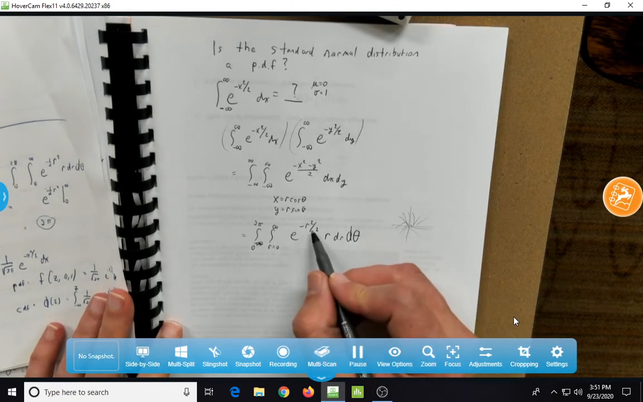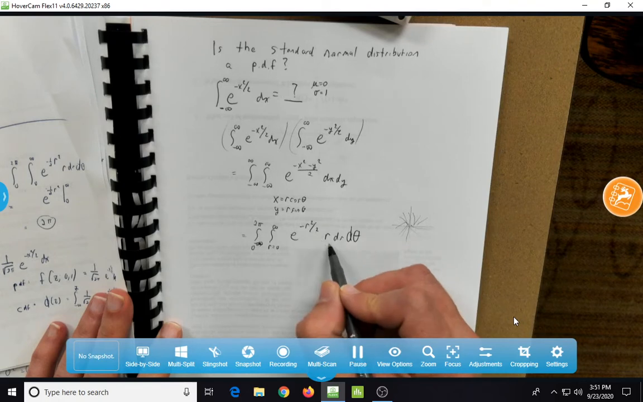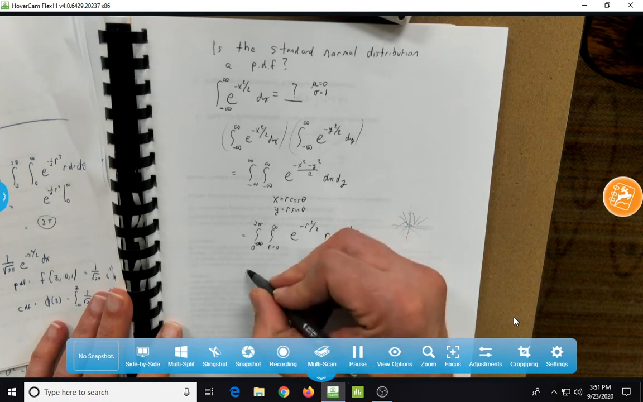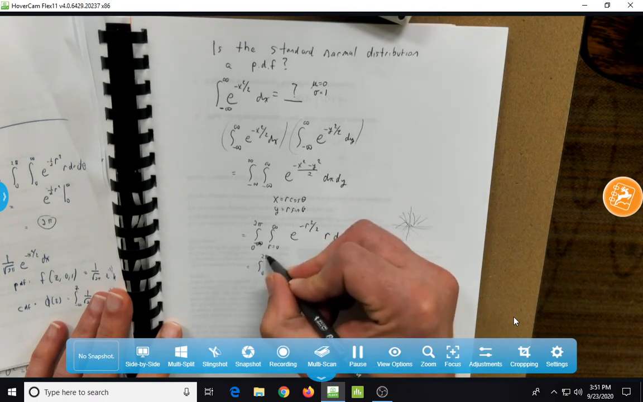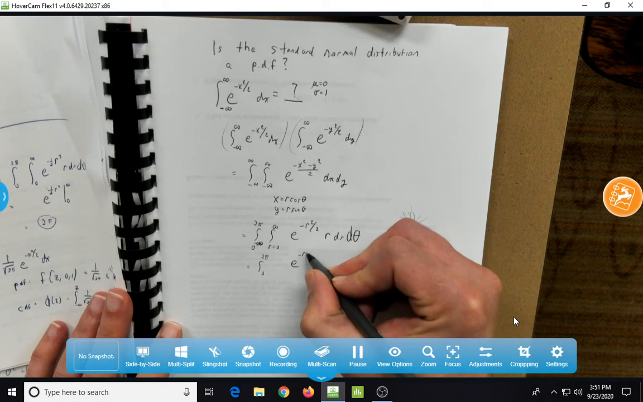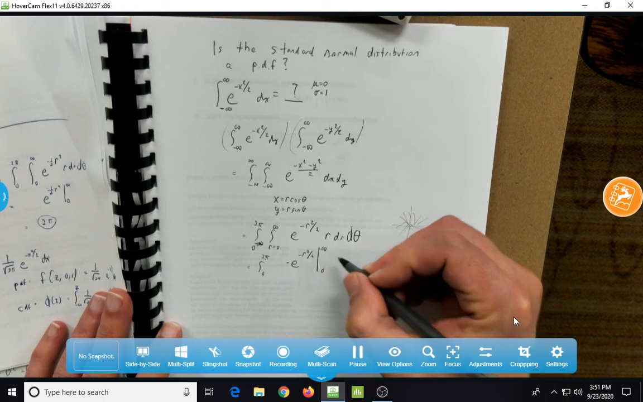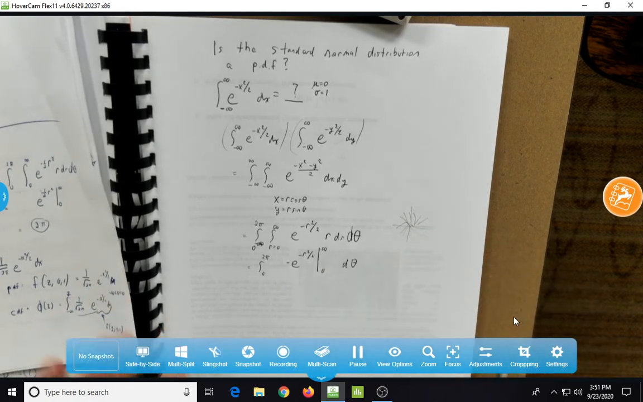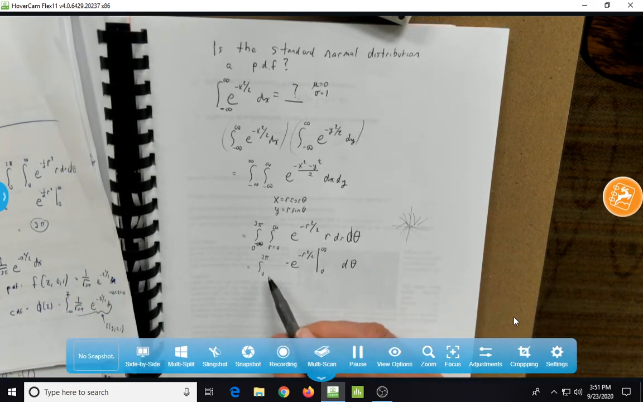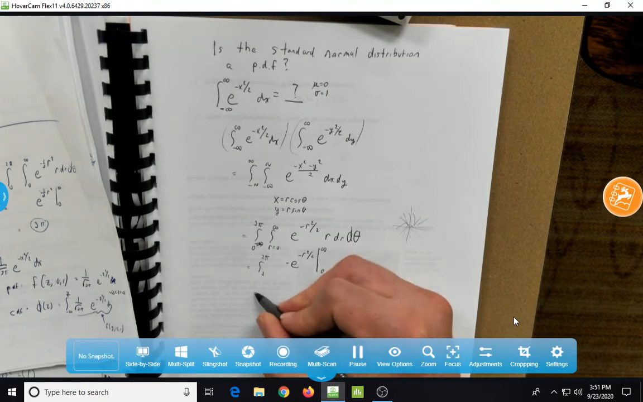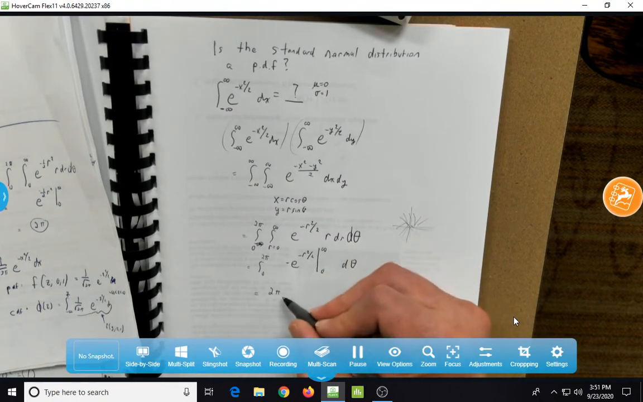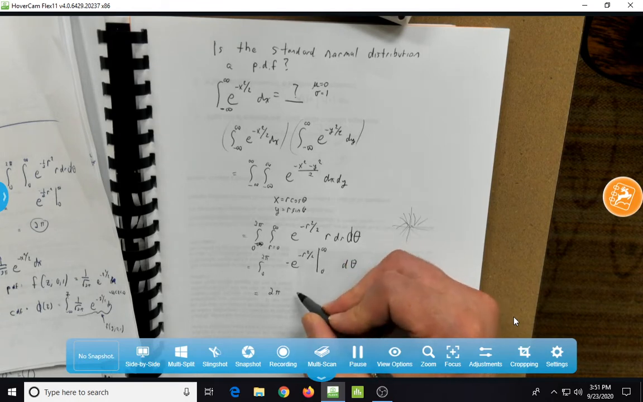Well, now that I have e to the minus r squared over 2, the derivative of minus r squared over 2 turns out to be minus r. And so I'm going to have the integral from 0 to 2 pi of e to the minus r squared over 2 with a negative sign out front, going from 0 to infinity, d theta. There's no theta in here, and I'm just going to go ahead and write this as 2 pi. And I really need to look at this as an improper integral.